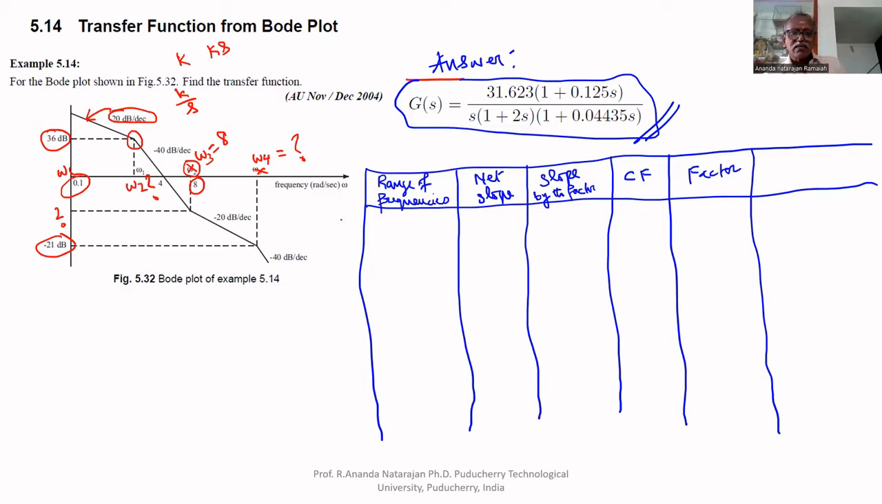The frequency range is from omega 1 to omega 2. The net slope is minus 20 dB per decade. This is also the slope given by the factor, minus 20. There is no corner frequency, initially there is a slope. That's why it is K by S, minus 20 dB.